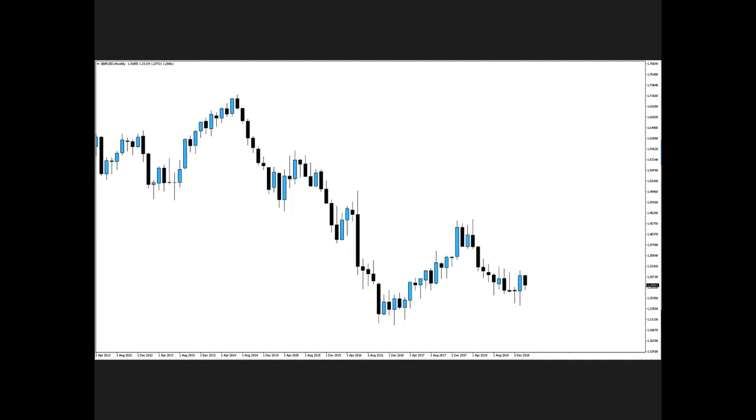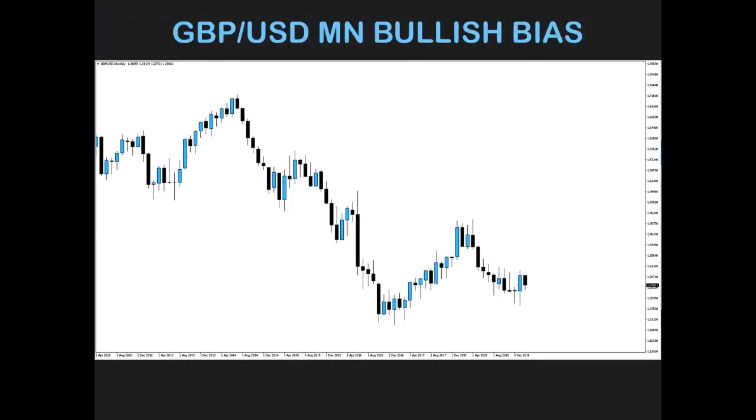Okay, so looking at this here, this is the British pound US dollar monthly chart. And we're going to find a bullish bias on this monthly chart here, with this swing low point right here. Now, if you guys don't know how to find the bias on the higher time frames, you need to go back and watch the video on determining the higher time frame bias to figure out how exactly I'm figuring out the bias and that we're bullish.